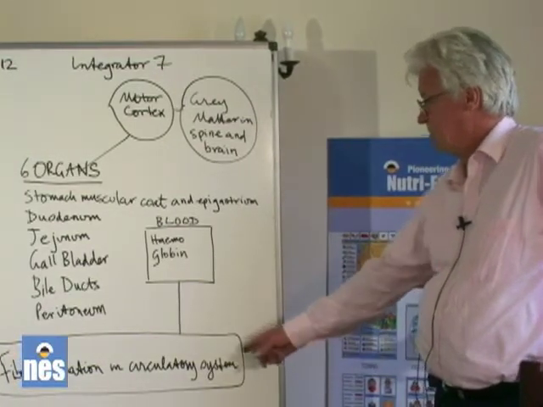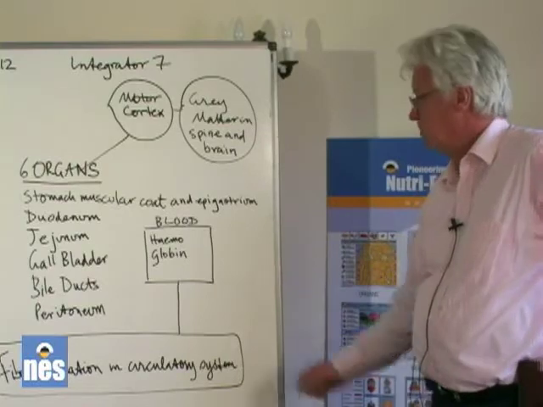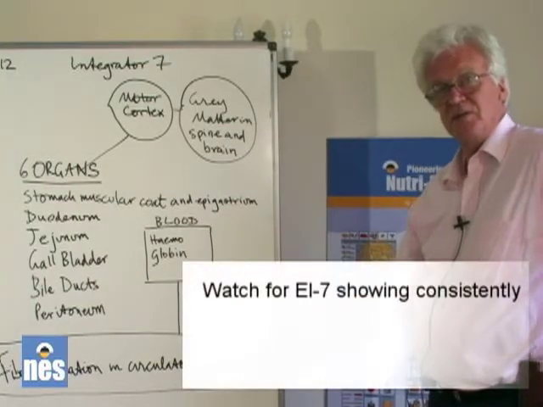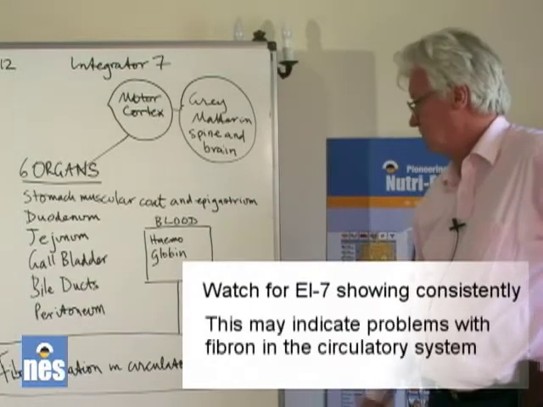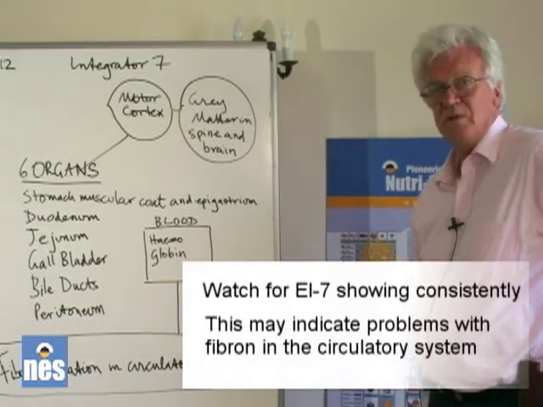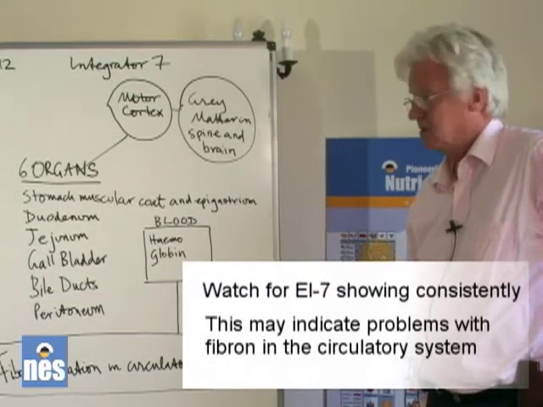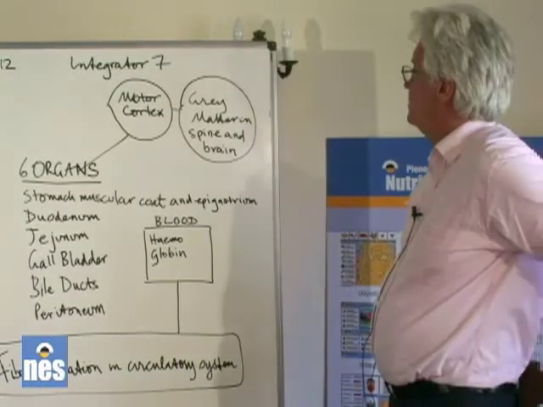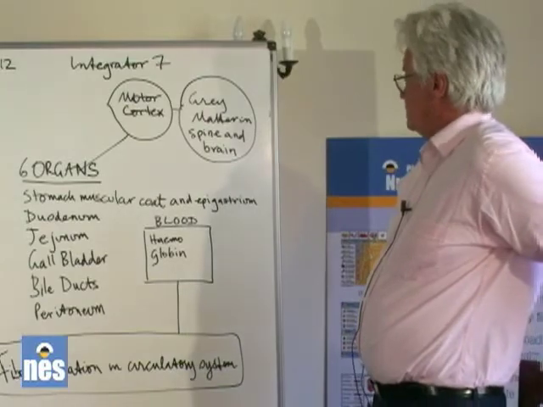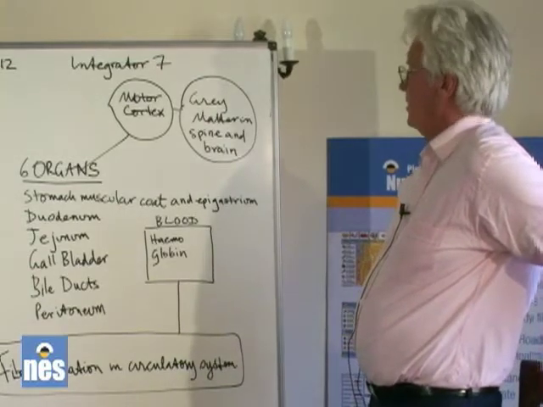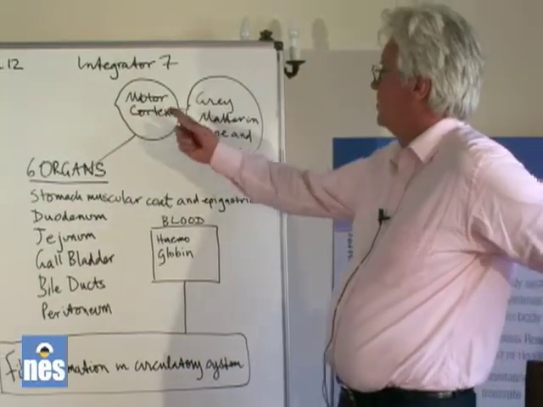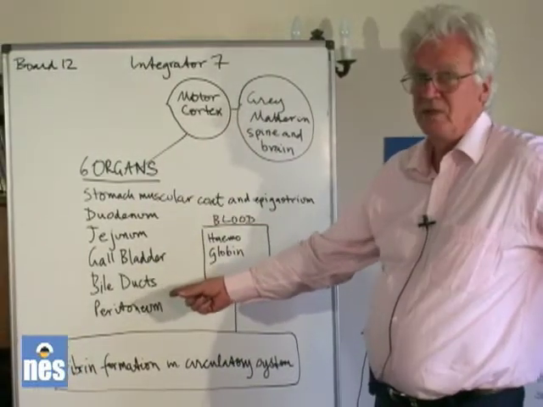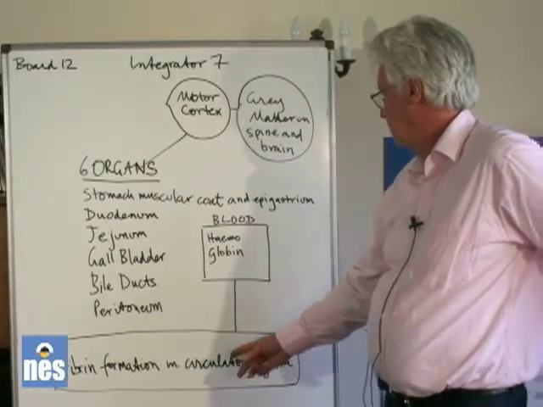So if this comes up again and again with hemoglobin okay, organs okay, what isn't okay? If there's a lot of aging, you can think of using enzyme treatment to remove the excess fibrin in cases of accelerated aging. So as a quick reminder, just think of motor cortex, the six organs, all of the digestive system, and blood.